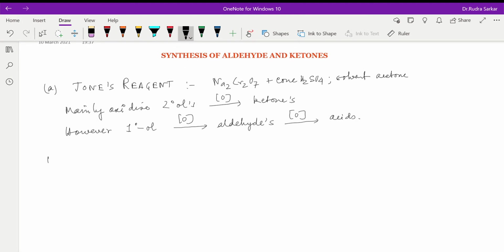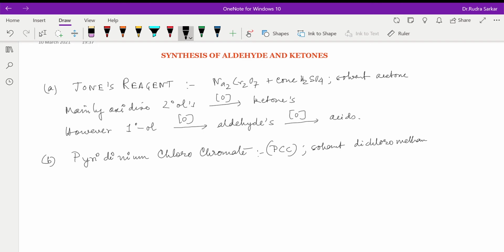However, a modified reagent is used, which is known as pyridinium chlorochromate, also abbreviated as PCC, the solvent here being dichloromethane, or abbreviated as DCM.